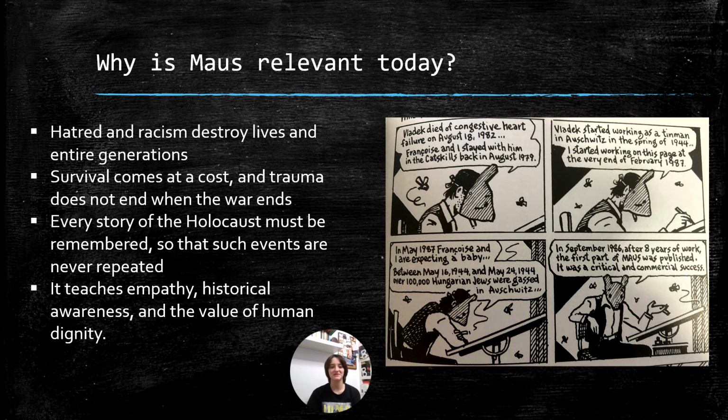Hatred and racism destroy lives and entire generations, and you can understand that in the book. You can definitely understand that. You see how ruined the artist's life is. Survival comes at a cost, and trauma does not end when the war ends. It stays engraved in people's minds. Every story of the Holocaust must be remembered so that such events are never repeated. It teaches empathy, historical awareness, and the value of human dignity.